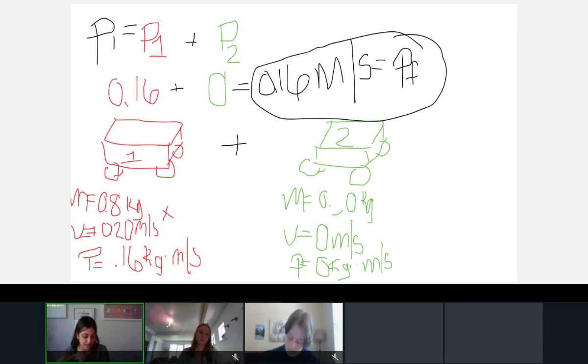Does that make sense? Yeah, so we're just going to add the two carts. Which we already did. Yeah, so we did 0.16 plus 0 is going to give us the initial of 0.16. Okay.